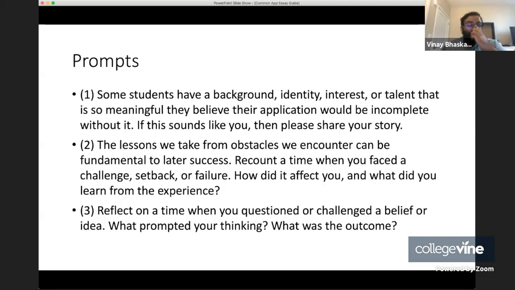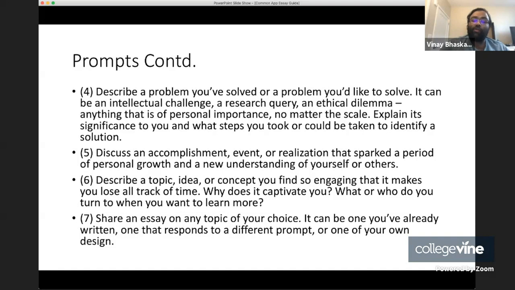Prompt number 3 is reflect on a time when you questioned or challenged a belief or idea. What prompted your thinking and what was the outcome? Prompt number 4 is describe a problem you've solved or a problem you'd like to solve. It can be an intellectual challenge, a research query, an ethical dilemma, anything that is of personal importance, no matter the scale. Explain its significance to you and what steps you took or could be taken to identify a solution.